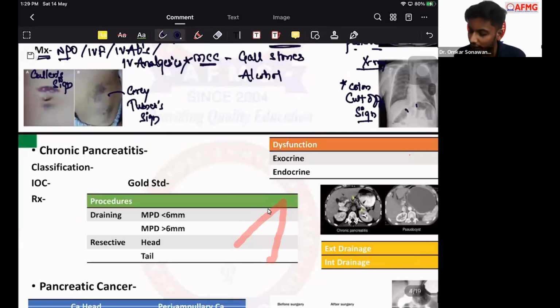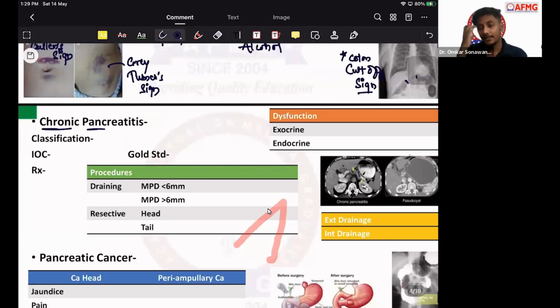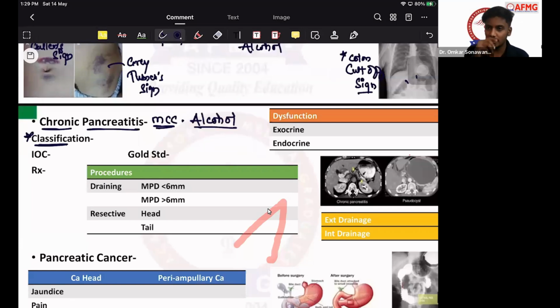Now if I move further to chronic pancreatitis, guys, the most common cause of chronic pancreatitis, anybody? So usually the etiological classification for chronic pancreatitis which is given, very good, the most common cause of chronic pancreatitis is alcohol. Most common cause is usually alcohol intake for a long period of time. And the etiological classification for chronic pancreatitis, with the help of which you can know the causes, is what is called as the TIGAR-O classification.